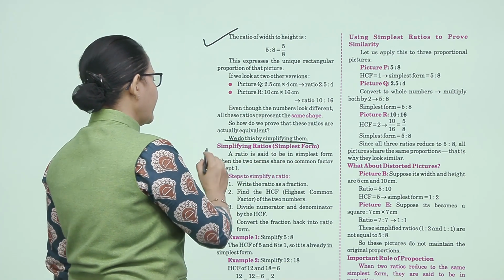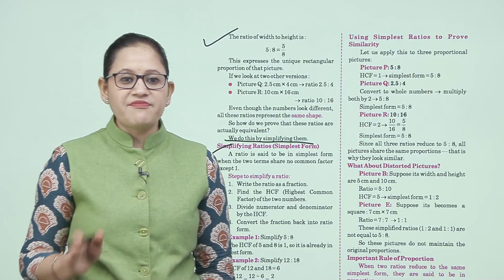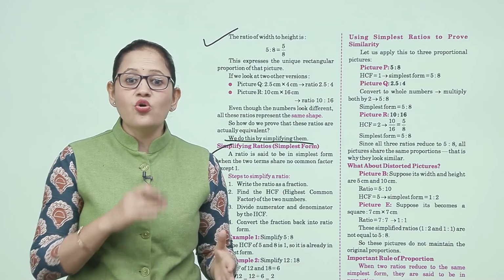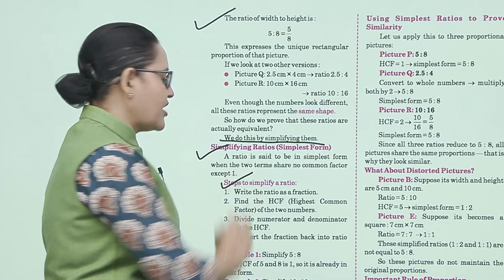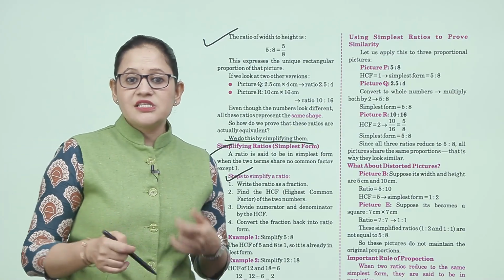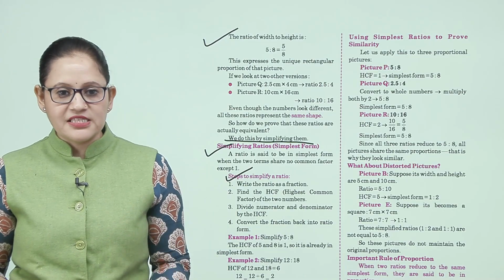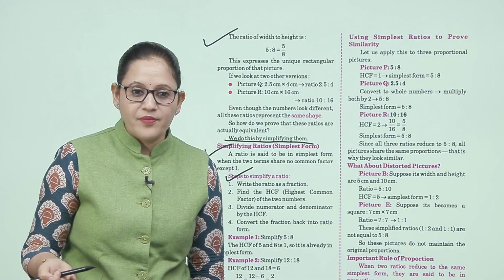We do this by simplifying the ratio to its simplest form. A ratio is said to be in simplest form when the two terms share no common factor other than 1. Steps to simplify a ratio: how are we going to simplify a ratio? Write the ratio as a fraction. Find the HCF, the highest common factor, of the two numbers, and divide the numerator and denominator by their HCF. Then convert the fraction back into ratio form.